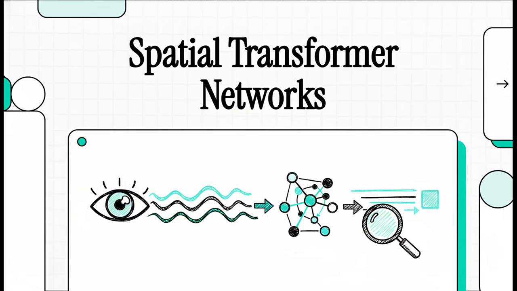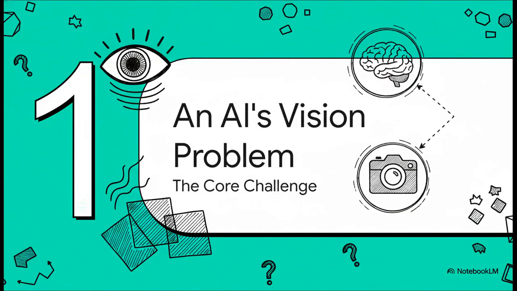Welcome to the Explainer. So today we're going to talk about something really cool, a piece of AI that actually learns to fix its own vision before it even tries to figure out what it's looking at. Yeah, it's a network that learns how to look, not just what to look for. All right, so let's just dive right in.